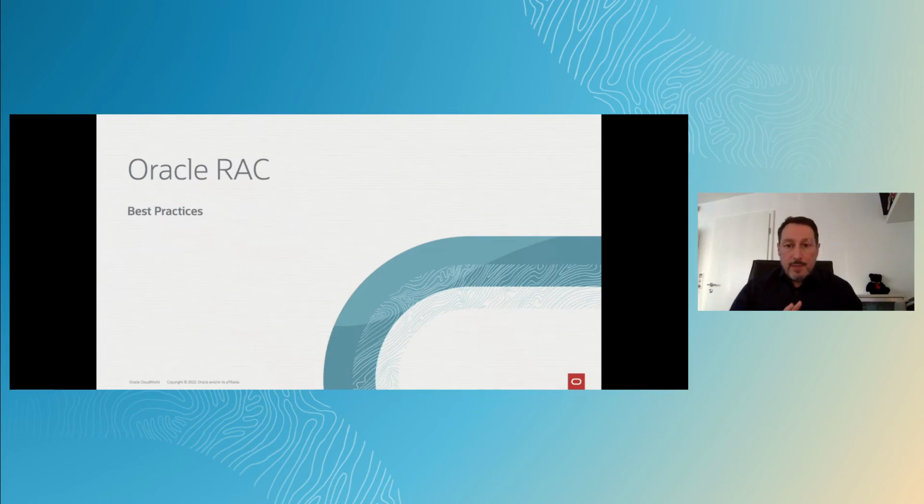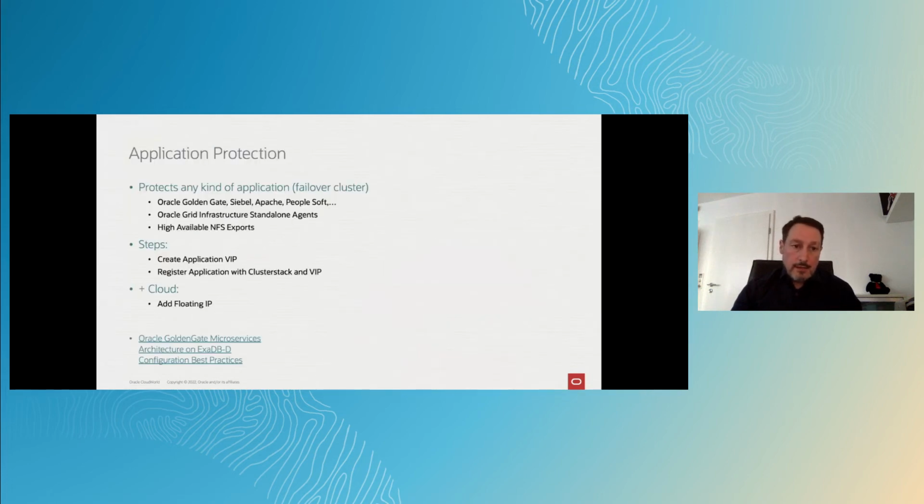So let's look at the best practice parts. Before we dive into the services, let's look at the new capability which is going to be released soon on the Exadata Database Cloud Service. In the past you could already protect your applications, not just the database with the real application cluster, but also an additional application on top of it, like Oracle GoldenGate, Siebel, or Apache. Unfortunately that had to be done manually. There was an OCI CLI command essentially to add that floating IP to the VCN layer, and you had to add the application VIP to the clusterware stack to get this.